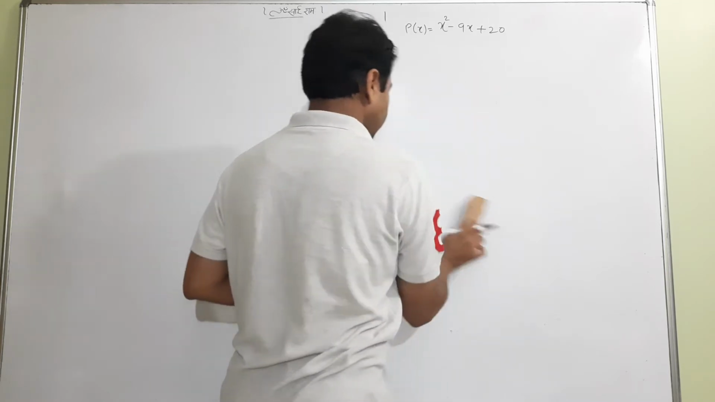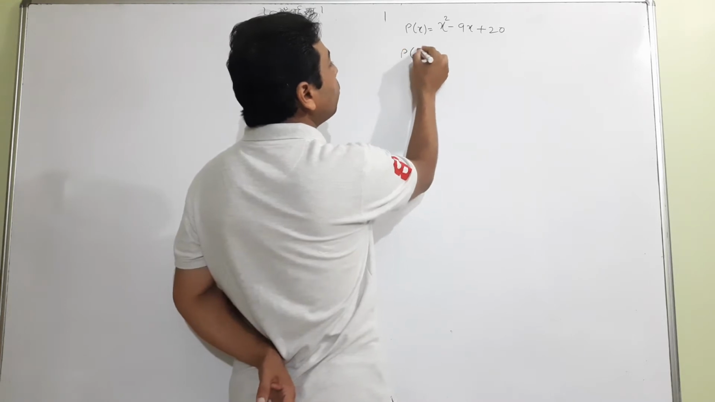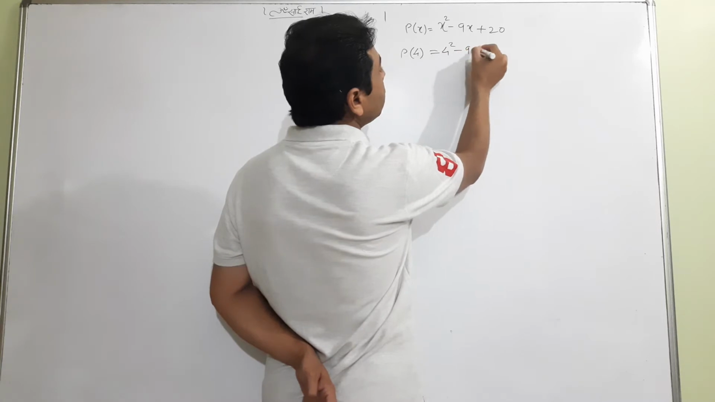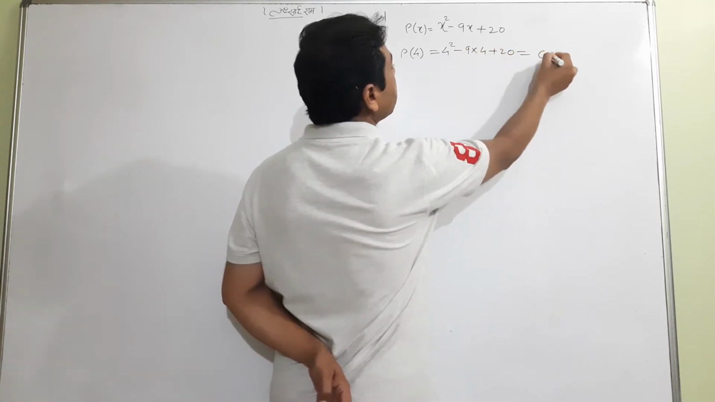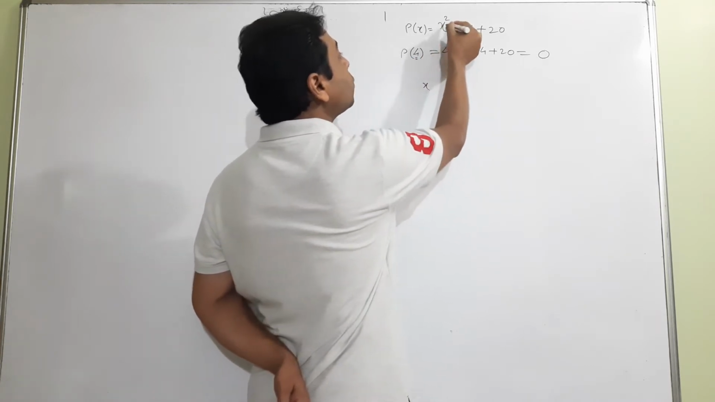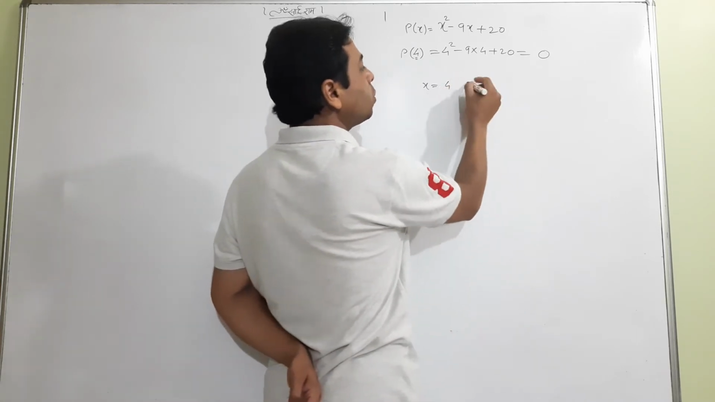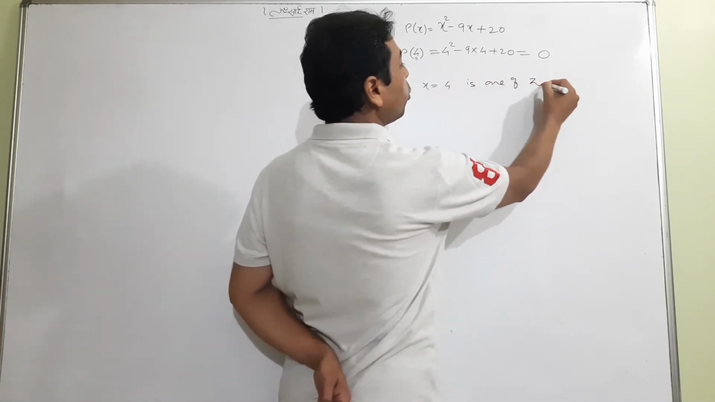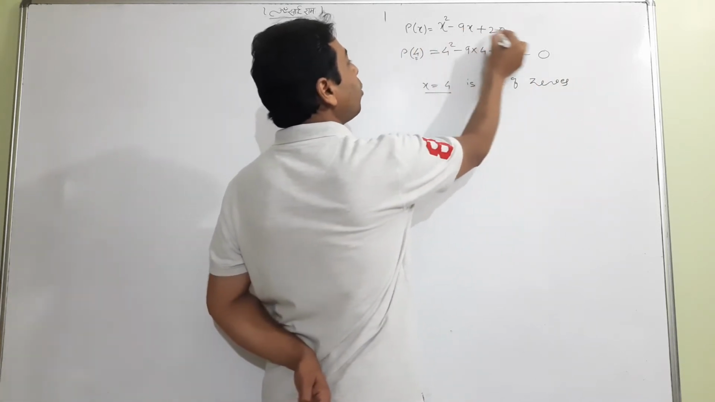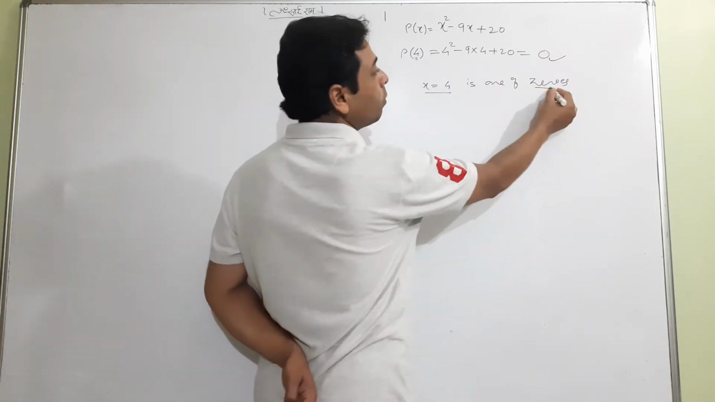Now we talk again here. Yesterday I told you when you put some value here, after calculation you will get 16 minus 16, answer 0. When x equal to 4 satisfies this, meaning we are getting 0, then x equal to 4 is one of the zeros. Very important sentence I am telling you.